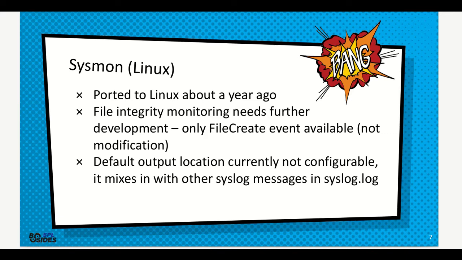The main gap is with file integrity monitoring events when compared to Auditd. It only contains the file create and file delete events. And one other nuance is that the log output location is not configurable. All of the event log data from Sysmon for Linux gets lumped in with general /var/log/syslog output.